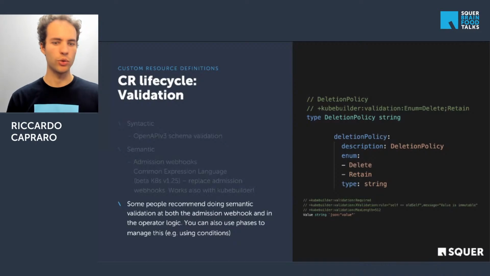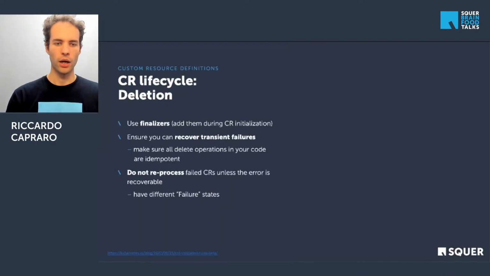Some people recommend that you do semantic validation at both the initial webhook and in the operator logic, and you do it basically twice. It can make sense, but my argument is use conditions instead, have a proper state machine, and before it gets into the initial webhook, it's not admitted, and the operator will not process this resource. Once it goes through the initial webhook, then you can set it as initialized, admitted, and then your operator will process these resources with this particular condition.